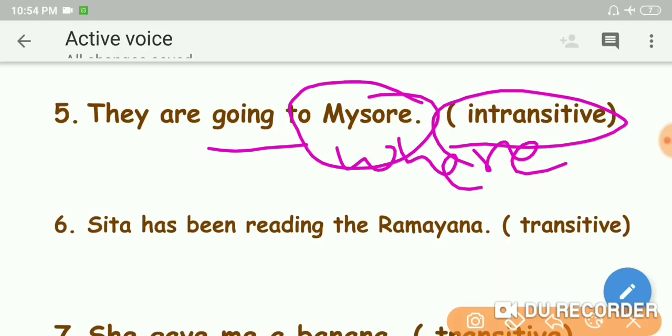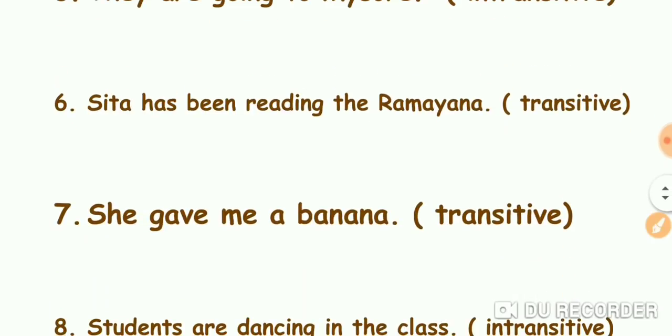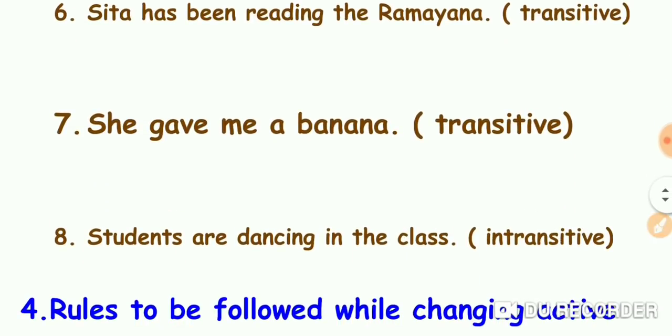So we want to get the answer to the question who or what. When we want to have transitive, all intransitive verbs cannot be converted from active into passive. Like that, Sita has been reading the Ramayana. This is transitive.